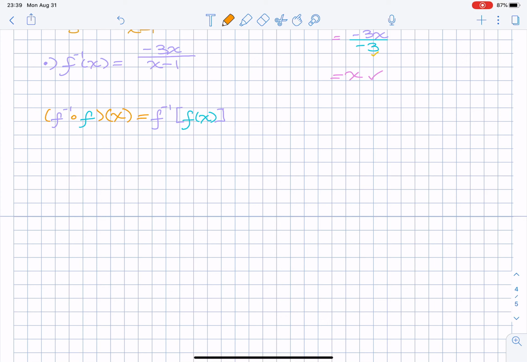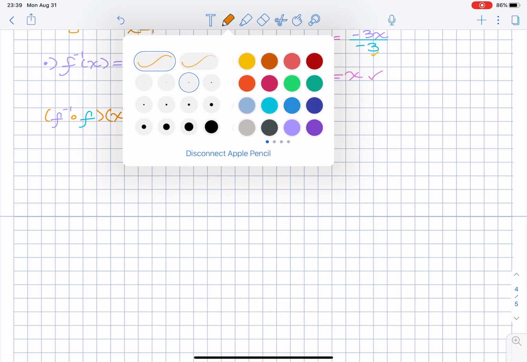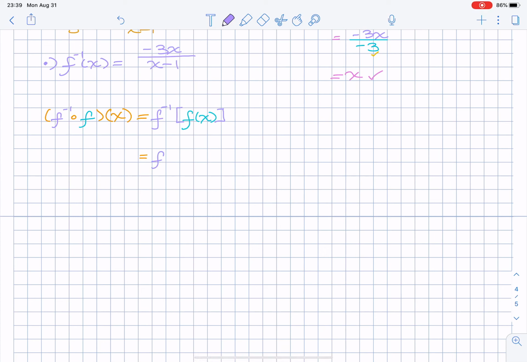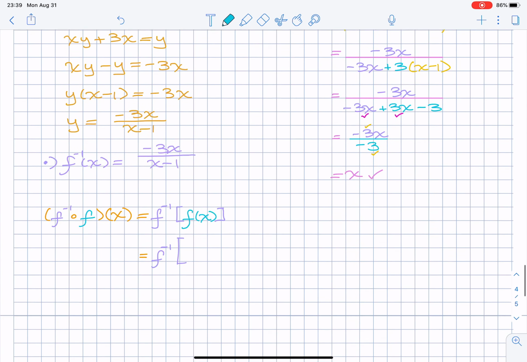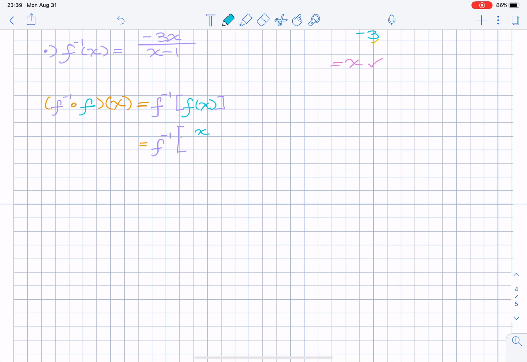Okay, so that means that into the function of f inverse, I'm plugging in what was f of x. It was x over x plus 3. X over x plus 3.